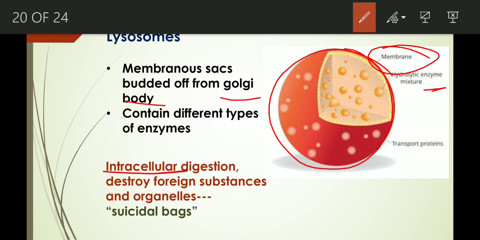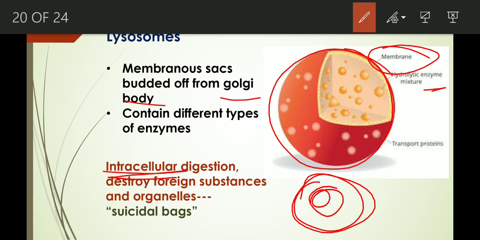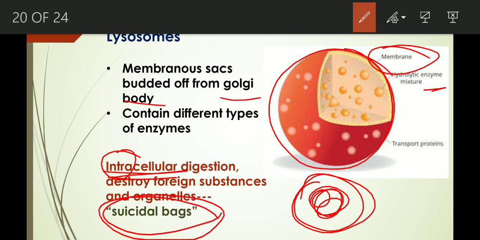What is the meaning of the word intracellular? If this is the cell, then digestion that takes place inside the cell is intracellular digestion. Intra means inside. So when digestion takes place inside the cell, that digestion is carried out by lysosome. Moreover, lysosome destroys the foreign substances and those old or injured cells which are present in our body. That's why lysosome is known as suicidal bags.